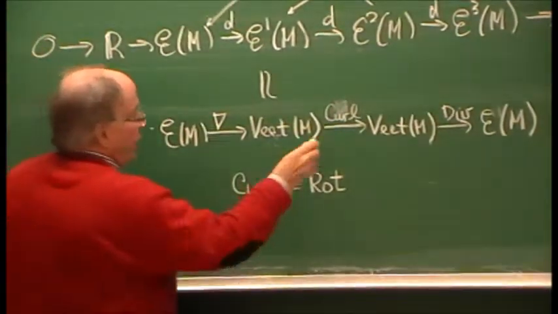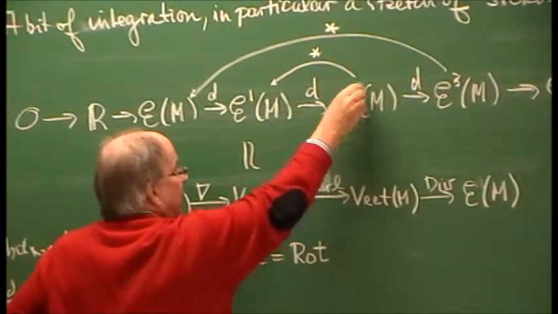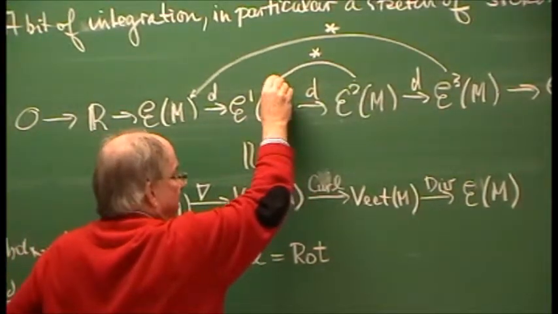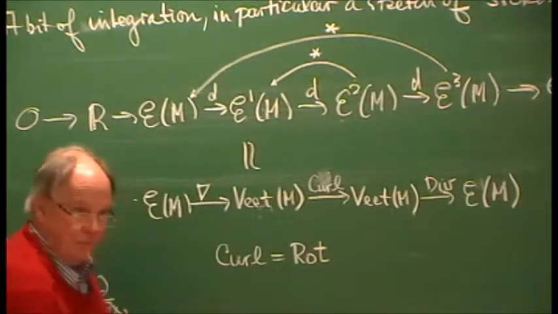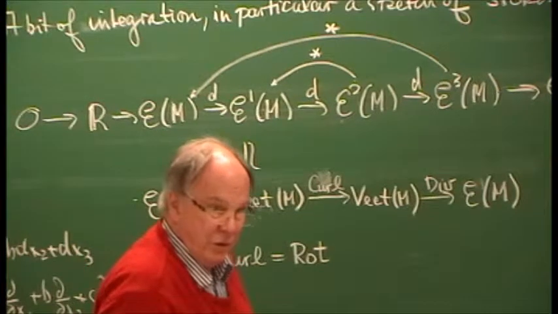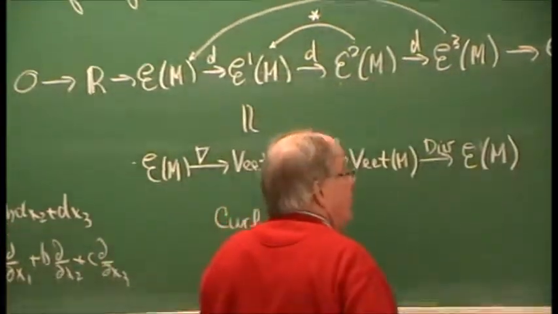So again, if you want to take curl of a vector field, you interpret it as a one form, take d of it, go back by the Hodge operator, and interpret that as a vector field and land here. Right. That is curl. And I talked about last time what that is.